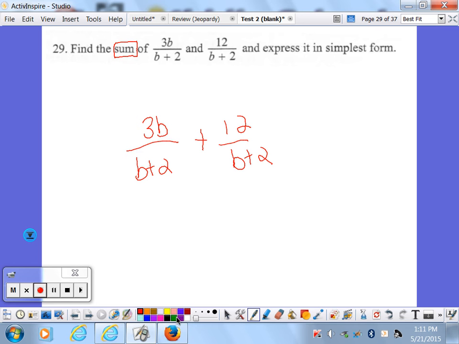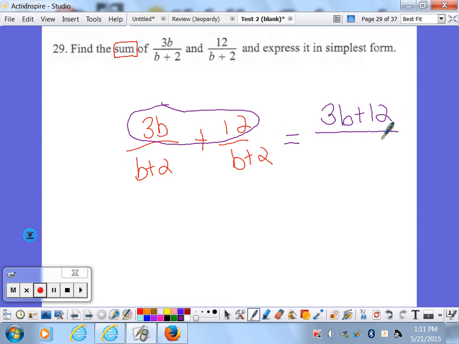Okay? Think back to your fraction rules, and when adding fractions, your denominators need to be the same. They are. Both of them are b plus 2, which means I can just go straight to my numerators and add them up. Notice they are not like terms. So we just have 3b plus 12. And then we keep our denominator. So when the denominator is the same and we're adding or subtracting, we just keep it.